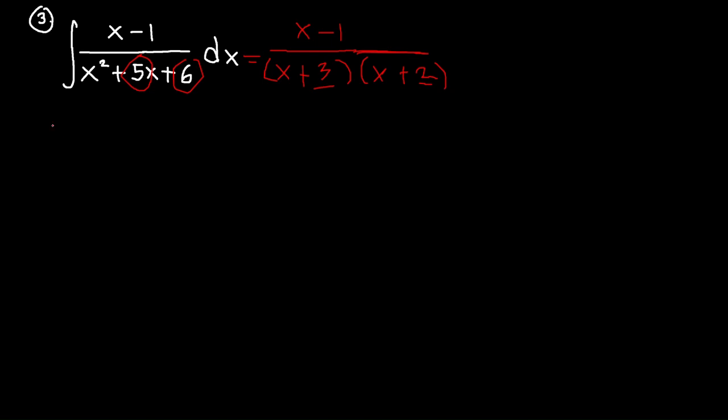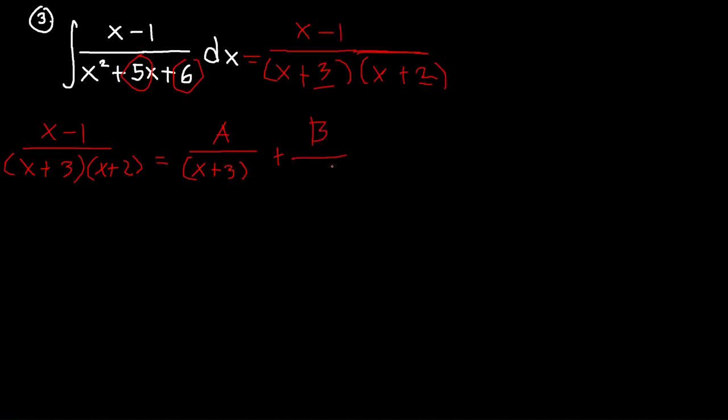So in doing partial fractions, x minus 1 over x plus 3 times x plus 2, we can decompose it into A over the first denominator, x plus 3, plus B over the second denominator, which is x plus 2, the second factor. If you have more than two factors in the denominator, then you can add C over the third one, or D over the fourth one. But in this case, this is a binomial product, so we use this.